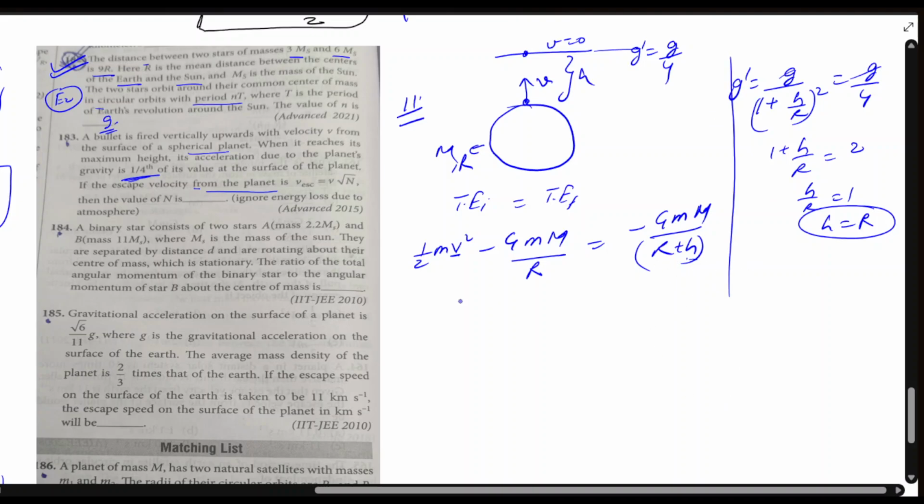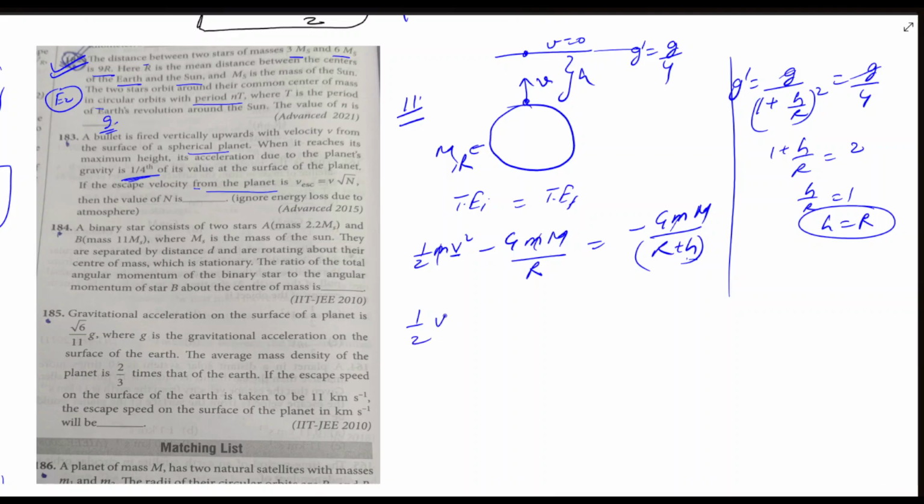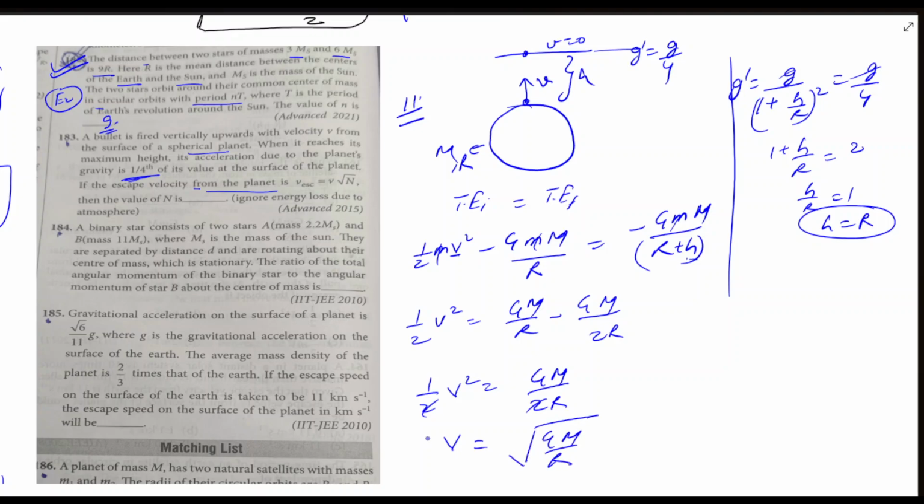Let's put these values here now. So this m will get cancelled. So we have half v square will be equal to, this will go here, GM by r minus GM by 2r. So we have half v square equal to GM by 2r, right? 1 minus 1 by 2 is 1 by 2. This will get cancelled. So we have v as root GM by r.